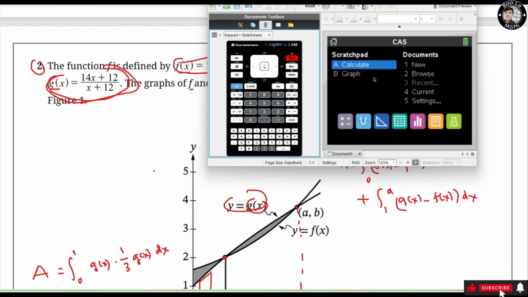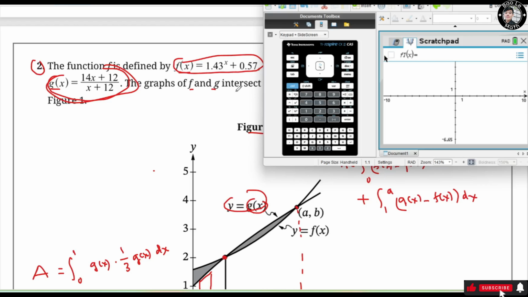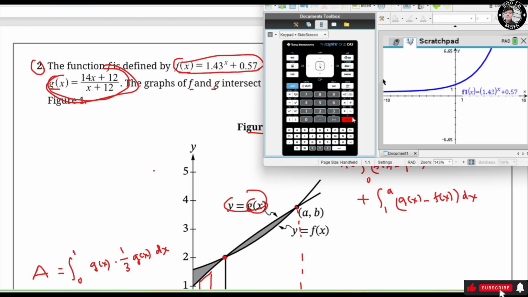Home screen, go to graph. Alright, so I'm going to input the first function. It could be 1.43 raised to the x plus 0.57, and then press enter. It's going to be right here. Now hit tab, input the second function, and then press enter. It's going to be right here.